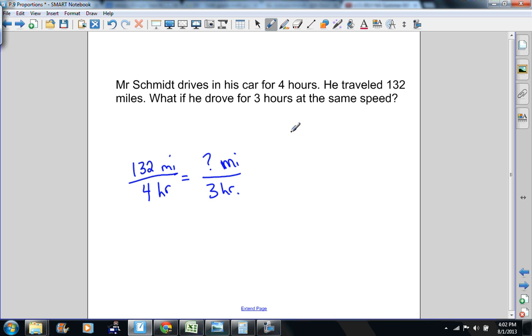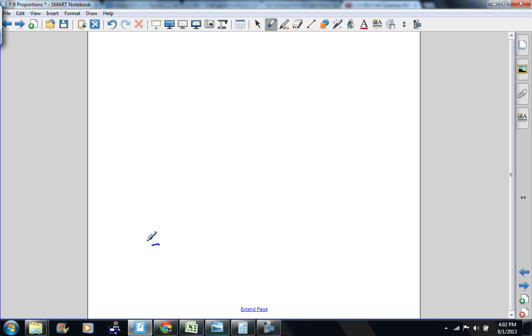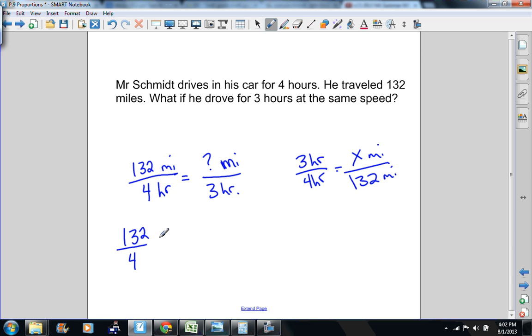You could write it a different way. You could write it as 3 hours over 4 hours equals x miles over 132 miles. It doesn't matter as long as it matches up. You can't do the 4 and the x together because the 132 and the 4 match up. Okay, so from here, our proportion that we've created is 132 over 4 is equal to x over 3.